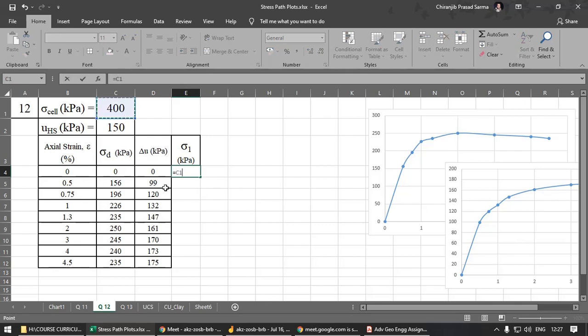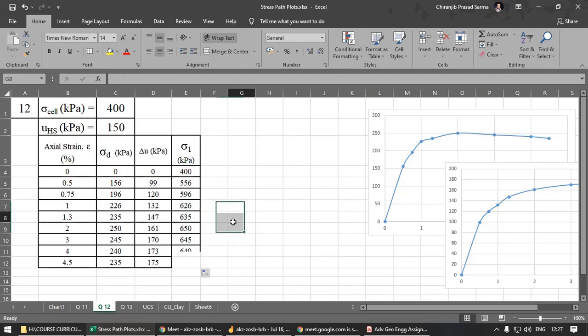sigma cell. So this is sigma cell, the cell pressure. We can consider that to be sigma 3 total, that is the total stress sigma 3. And the hydrostatic pore water pressure is also there, 150 kPa, so we have to take that into consideration as well. So sigma 1 is sigma 3 plus sigma d. Initially it is at this point, so we can copy the format. Here this should not change, so we will fix the cell. Okay, enter, and it is done.